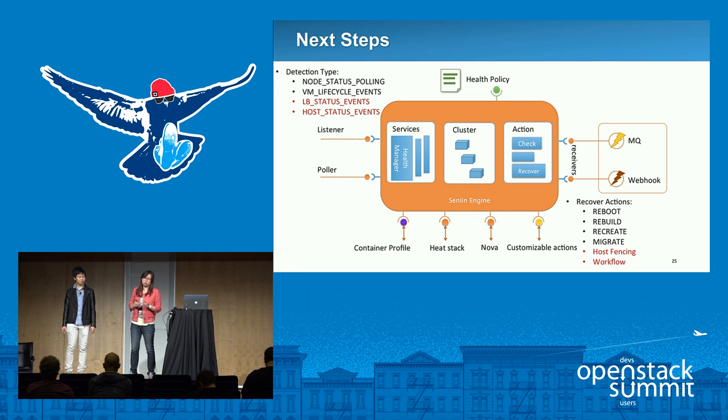Today, Octavia already knows the status of the members in a load balancer pool, but it doesn't post the events outside. Similarly, in Nova we have the heartbeat, but it doesn't send out notifications about the host status. So we're trying to change that to help this auto-healing purpose.